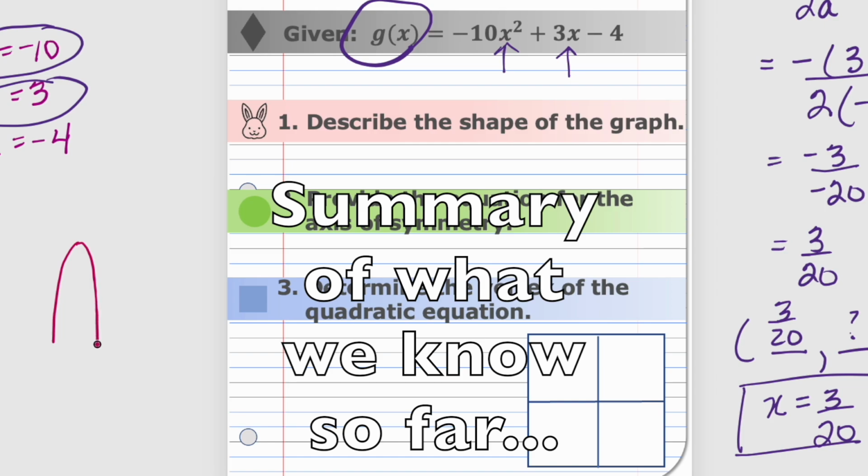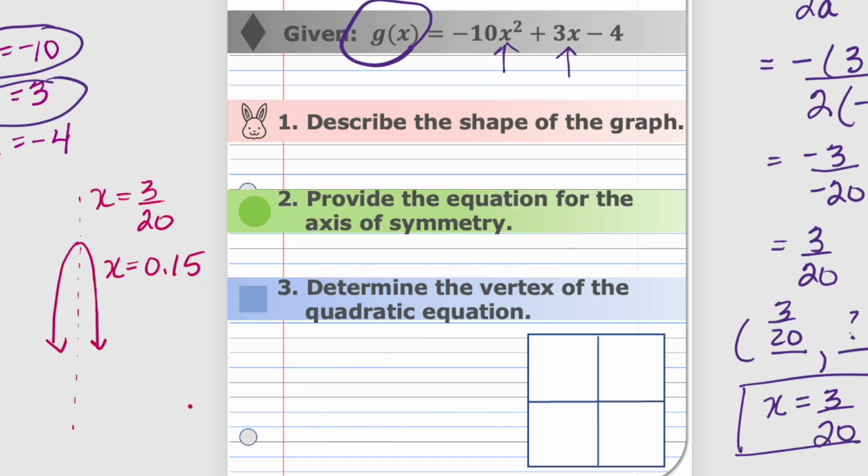So it would look a little bit like this. And we know that the axis of symmetry right here that cuts the graph into two symmetrical parts would be x = 3/20. And if you want the decimal version for your comfort, it's x = 0.15. We don't know yet if the vertex is in quadrant 1 or quadrant 4, but we do know that it's to the right of the y-axis because it's a positive 0.15.